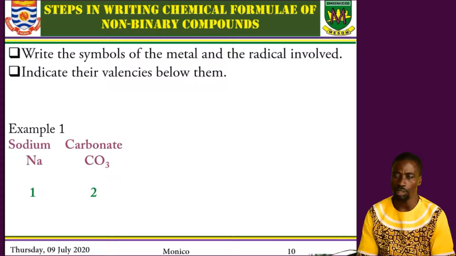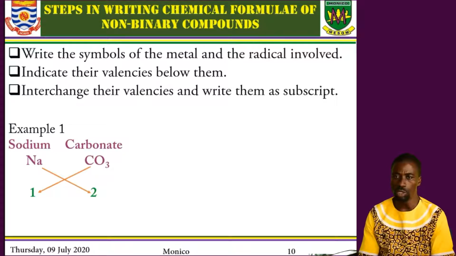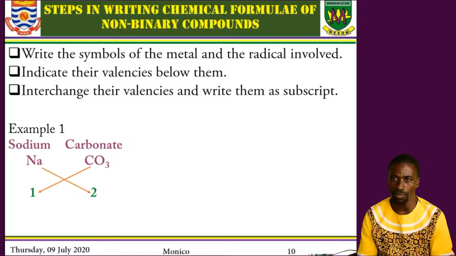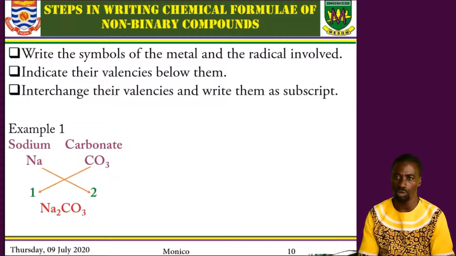And so because of this, we go ahead with our next step, which is the interchanging of the valencies, and we write them as subscripts. So we do the interchange. We give 2 to sodium, and then we give 1 also to the carbonate compound. And this we have Na2CO3.